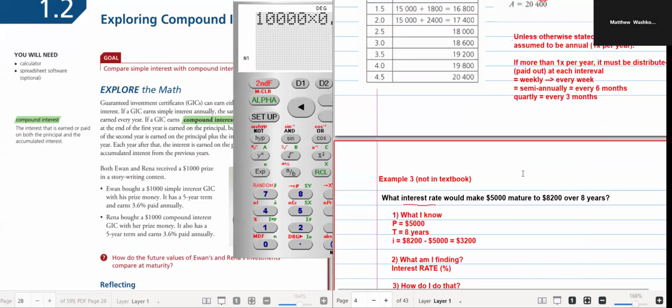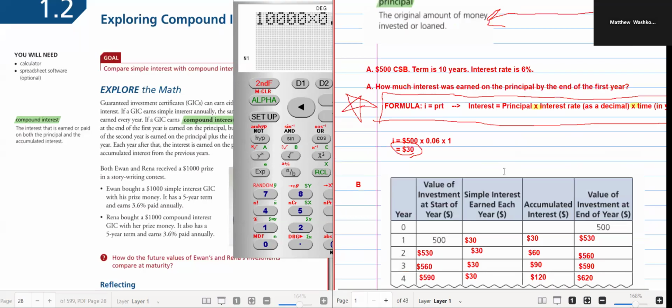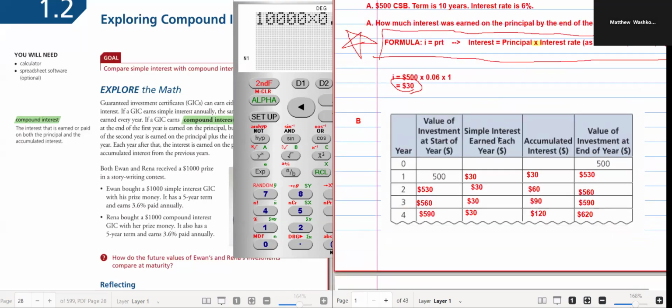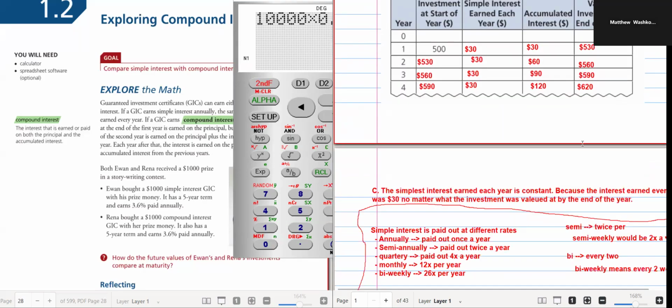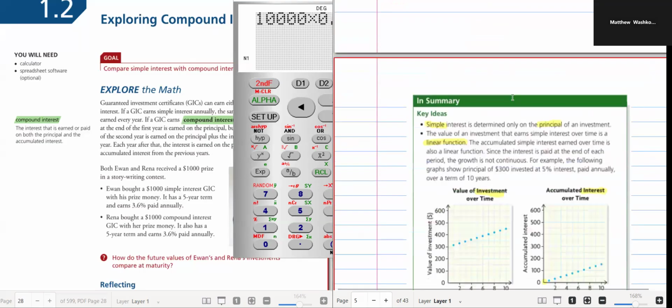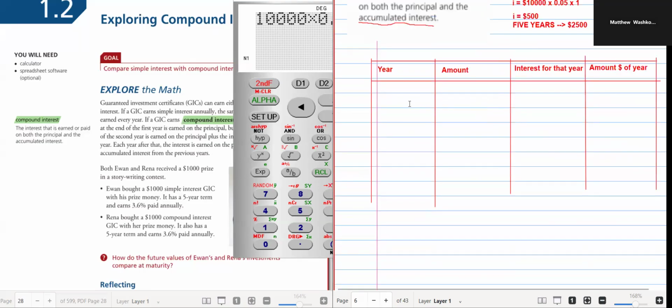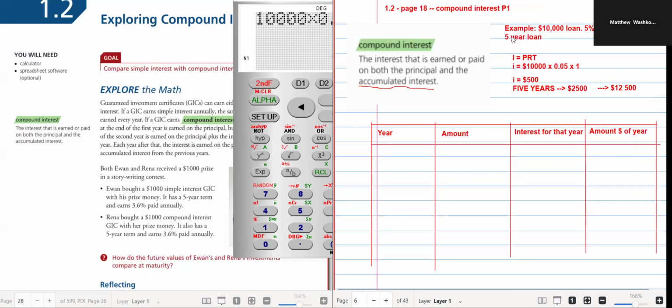Now, this is going to be similar to this chart here, right? Year, interest earned, accumulated interest, year of investment, and so on and so forth. It's a very similar graph here. This is just to show you an example. I'm going to take this example here and put this here.